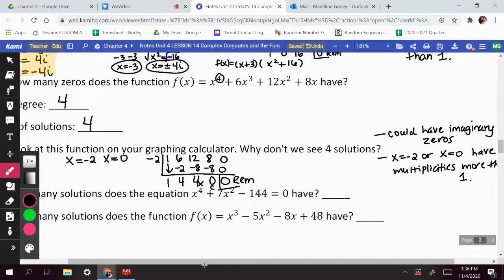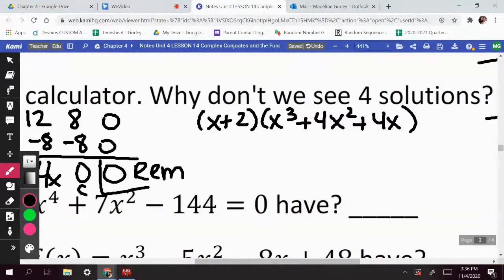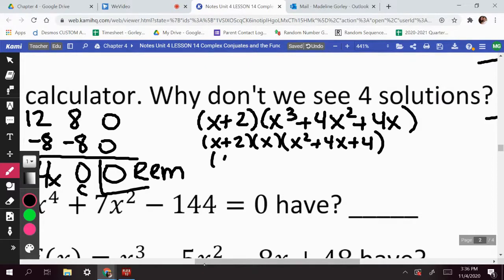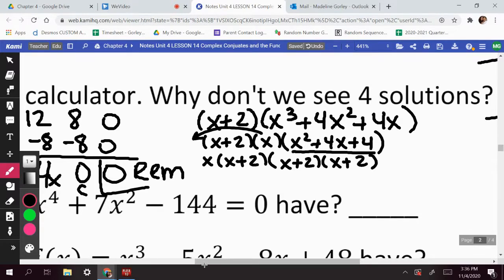My constant 0, this would be x, x squared, and x cubed. So if I was writing my polynomial function, my divisor is x plus 2, and my quotient would be x cubed plus 4x squared plus 4x. There is a GCF in that quotient. They're all divisible by x. So I could factor out the x, and if I do that, I would get x squared plus 4x plus 4. And I'm going to move the x out front. I like it if it leads. So I'll have x times x plus 2 times, and if I factor this, that would be x plus 2 times x plus 2. So really, if I set each one equal to 0 and solve, I'd have a solution at 0, -2, -2, and -2.